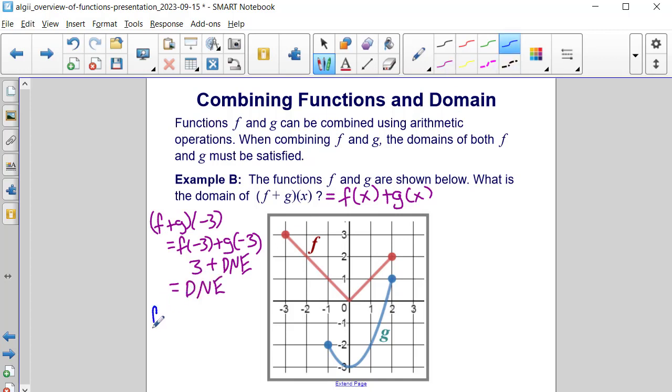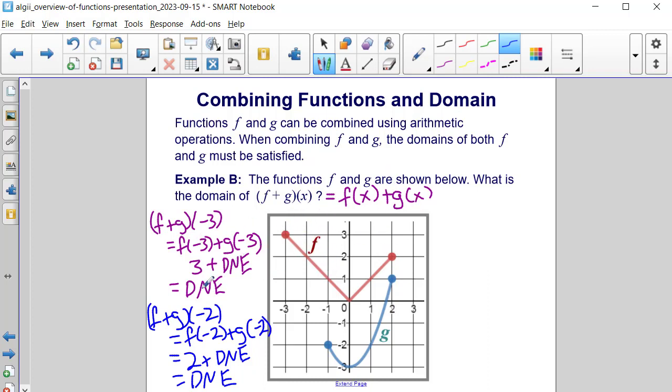If we then try to evaluate f plus g at negative 2, that will be equal to f of negative 2 plus g of negative 2. So f of negative 2 gives us 2, plus g of negative 2, there is no g output again for negative 2, so this also does not exist. Therefore, you can't add 2 and it does not exist. Okay, so far we know that f plus g of x does not have a domain with negative 3 and negative 2 and the points in between.